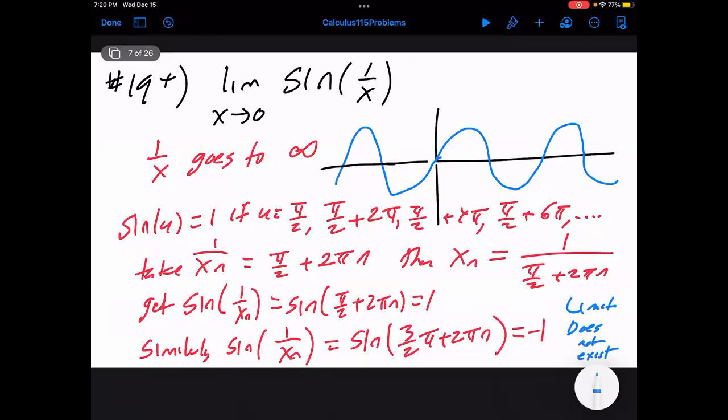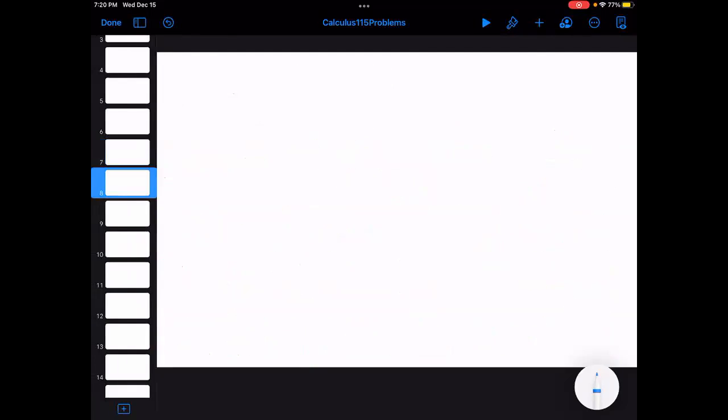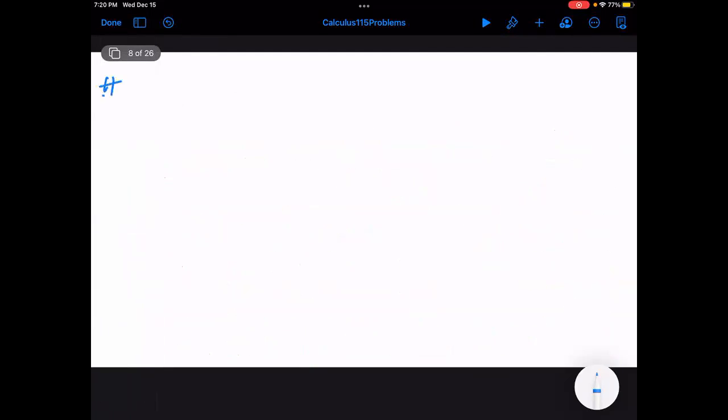Okay. So the last problem from this section is 20, which is the hard one. We can do both sections. So we have the limit as x goes to 0 of sine squared of 7x over sine squared of 11x.